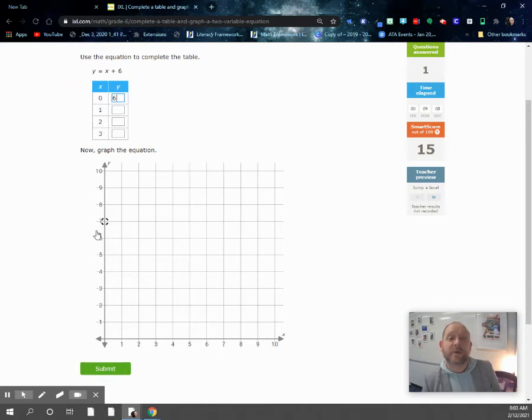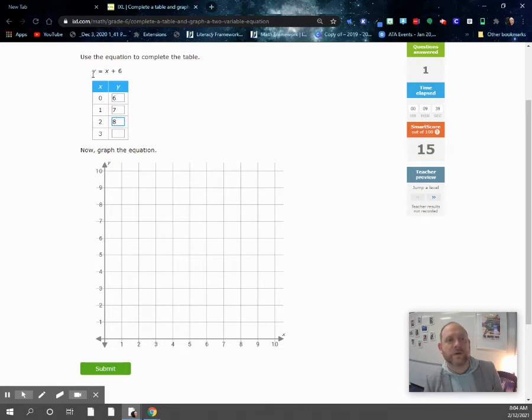You're just going to complete that process for each of the numbers. So for this next one, we'd have y equals 1 plus 6, because our next x value is 1. We just plug that in there. And then y would equal 1 plus 6, which equals 7. Pretty straightforward. We're just going to keep repeating that. So for our next one, it'll be y equals 2 plus 6. 2 plus 6 is 8.